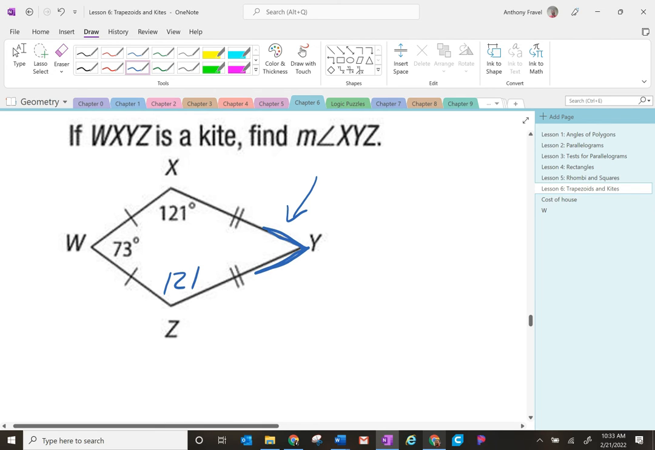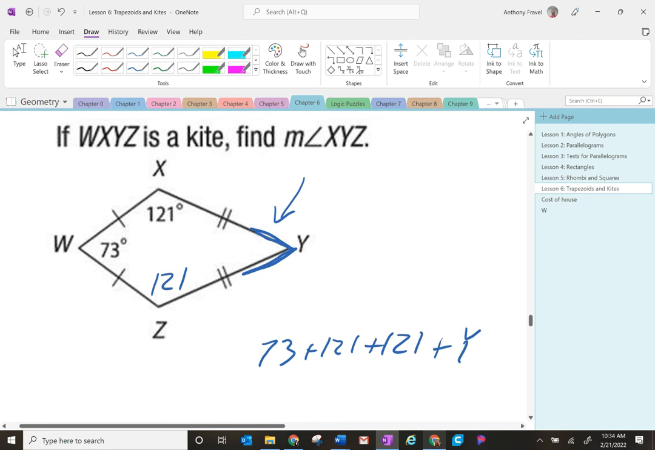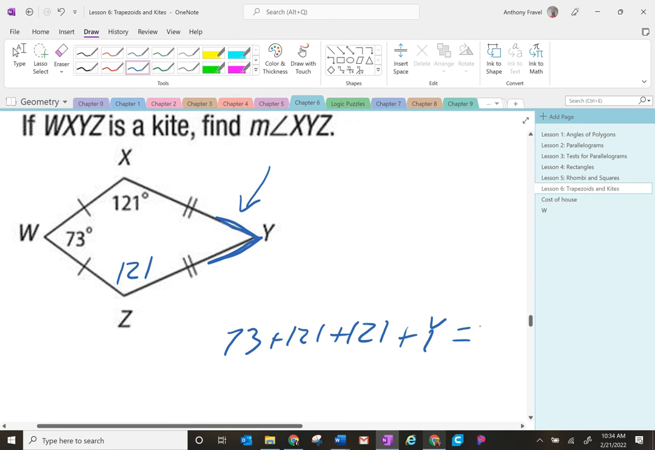And now I've got a four-sided figure. I've got three angles, so I can get the rest of it. I know that 73 plus 121 plus 121 plus, I'll say y, because that's the angle I need, all added together will equal 360 degrees. Add the things that I know together. That's 242 plus 73 plus y equals 360.